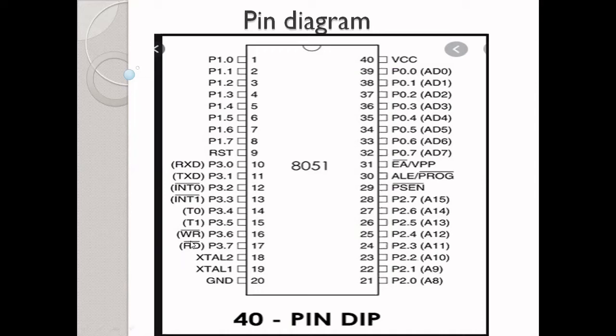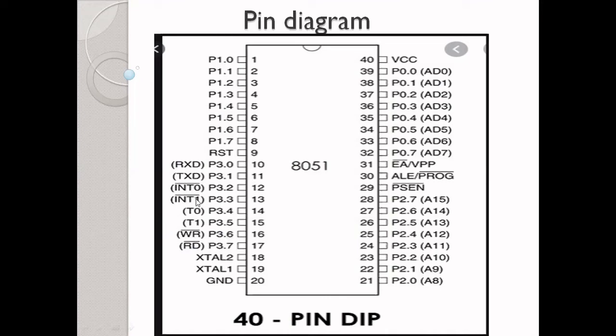Read, write. Read means suppose I want to read the data from the memory, so this read pin will be enabled. Write means it will write the data in the memory, or it will read the data from the input device and write the data to the output device. If you give a 0 signal, read will be enabled. If you give a 0 on P3.6, you'll get write enable.